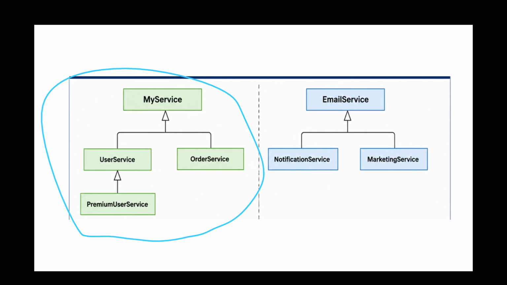But now, we have a requirement. We want our aspect to intercept methods from MyService and all of its subclasses, such as User Service, Order Service, and Premium User Service. At the same time, we do not want to intercept methods from any class that is outside this hierarchy, such as Email Service. If we use only the exact class name MyService in our pointcut expression, the aspect will intercept methods declared in MyService itself, but the subclasses will be ignored. So, how can we target an entire class hierarchy with Spring AOP while excluding unrelated classes? That's exactly what we're going to learn in this video.